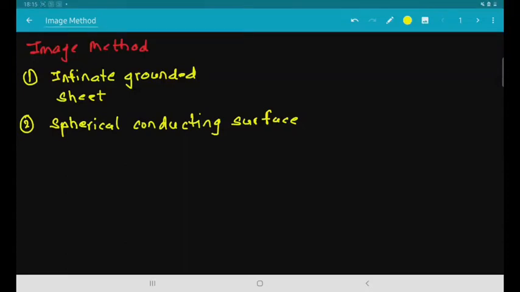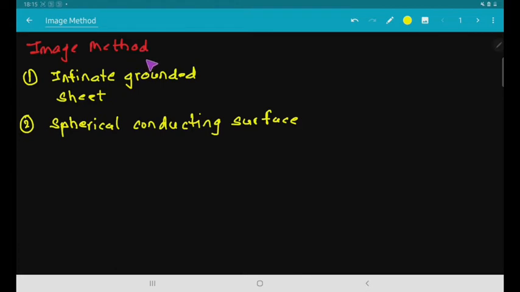Welcome to this next class of Jam Physics. In this class, we are going to learn about a method that will help us calculate some important configurations or very difficult problems that cannot be solved by using any other method. The method is called the image method.